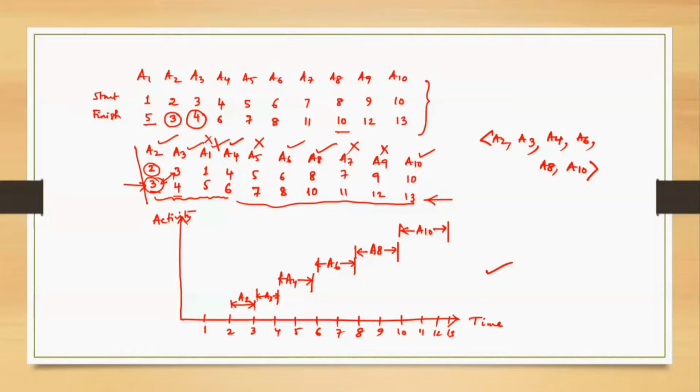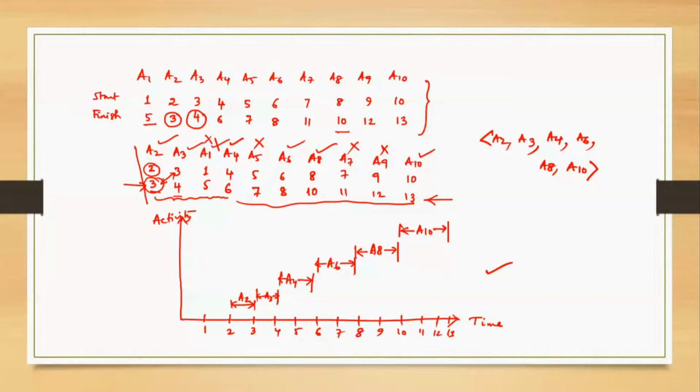Once A2 is placed, A3 can be placed because A2's duration is from 2 to 3. A3 can start from 3 and end at 4. But A1 cannot come because there is an interference between A1 and A2 and A3, because A1 starts at 1 and ends at 5. So 1 to 5 A1 occupies, but in between 1 to 5, 2 to 4 is occupied by A2 and A3. So definitely there is a collision between A1, A2 and A3, but there will be no interference between A2 and A3. So A2 and A3 are selected, A1 is cancelled. In this way, you can select the activities. So altogether 1, 2, 3, 4, 5, 6 activities are in the final schedule.